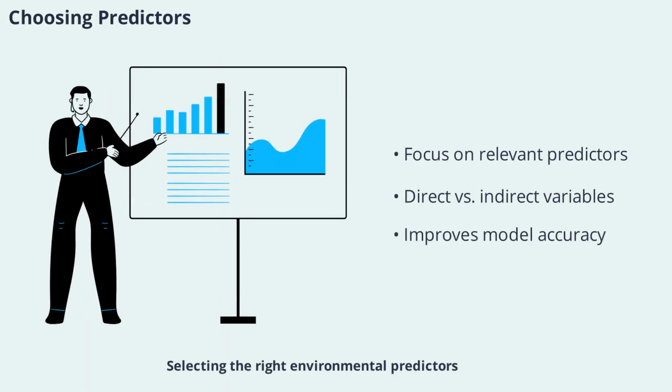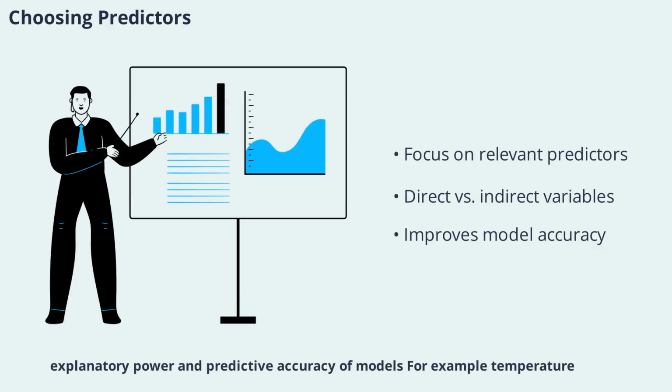Selecting the right environmental predictors is crucial for building effective SDMs. While it might be tempting to include all available variables, experts recommend focusing on those that are ecologically relevant to the species in question. Using functionally relevant predictors improves both the explanatory power and predictive accuracy of models.